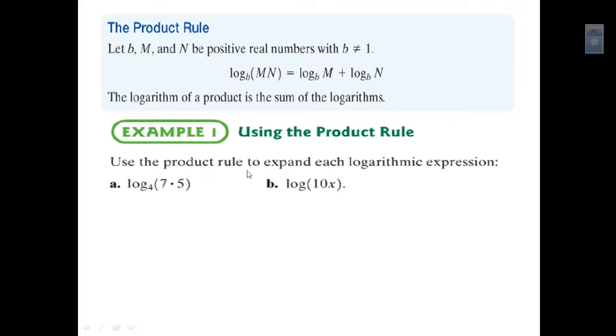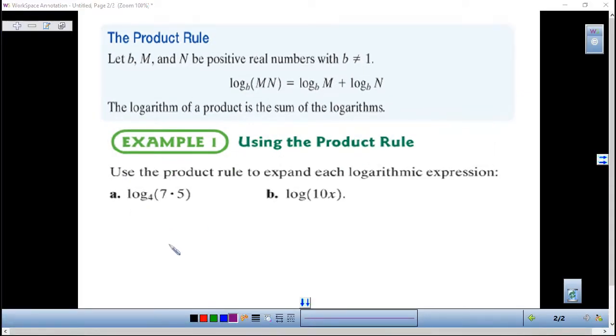Alright, so use the product rule to expand each logarithmic expression. Now, this is one of the reasons and one of the ways that this property became really important. And this makes sense if you really think about it, because if we're doing the log base b of m, we're finding what power b has to be raised to equal m, right? And the same thing with the n. What power does b have to be raised to get n? So both of these would be powers. And what do we do with powers when we're multiplying? Well, we add them. That's why the product rule works here.